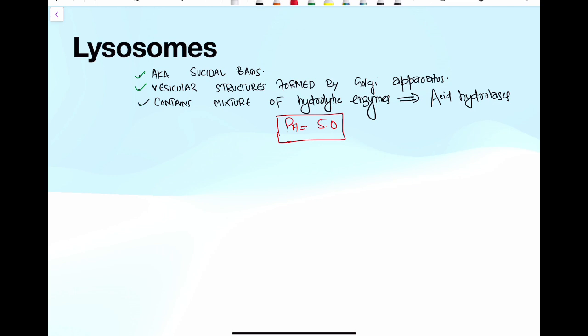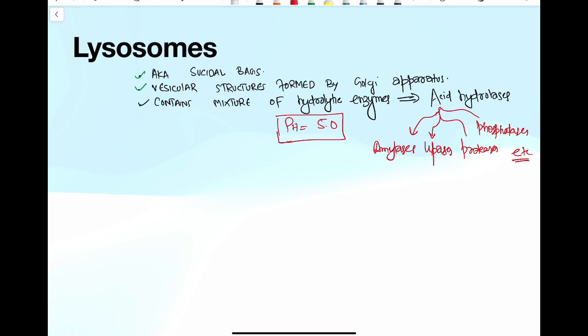Now there are various examples of these acid hydrolases. There are carbohydrases, or what we say amylases. There are lipases. There are proteases. There are phosphatases, etc. So there are different types of acid hydrolases which are found in these lysosomes.